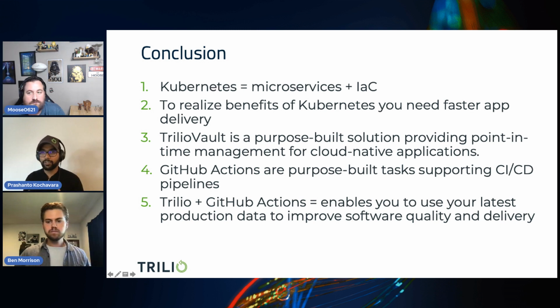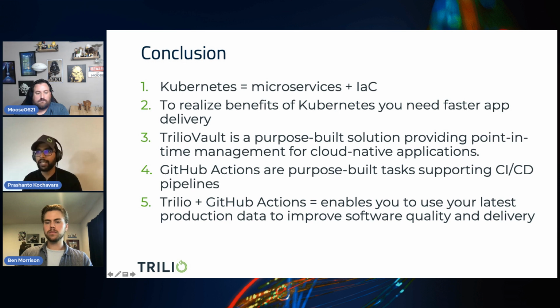Kubernetes focuses on application development and application delivery, and you need to ensure that you're using Kubernetes in this intelligent way, as we were showing: testing with production data and automating the entire workflows. You need to deploy these practices within your own environment to get the real benefits of a cloud native or Kubernetes environment. We've spoken about Trilio Vault being a purpose-built solution, managing your data and your cloud-native applications together as one unit.